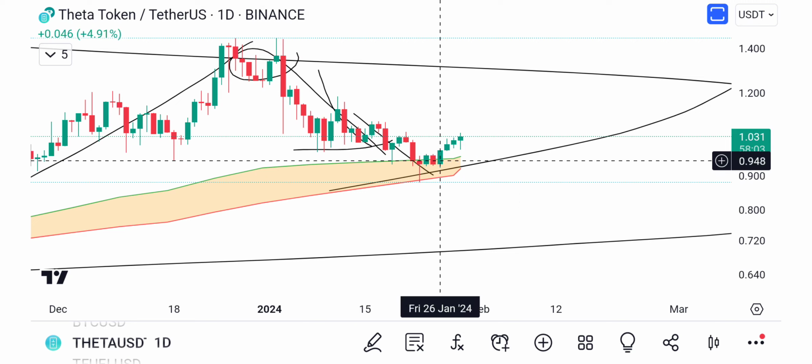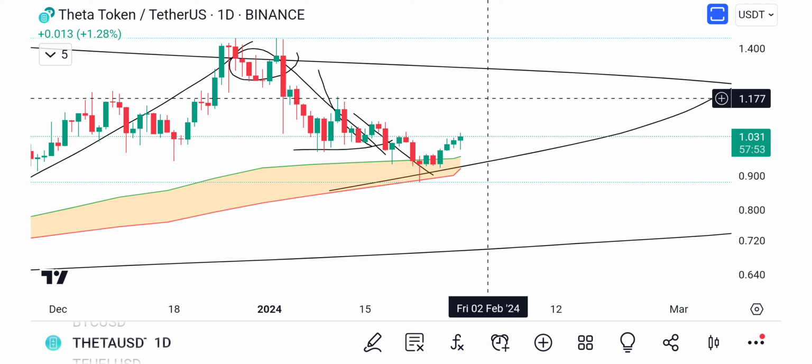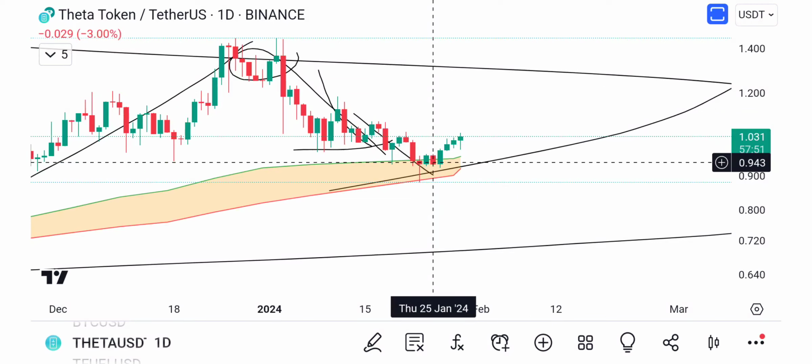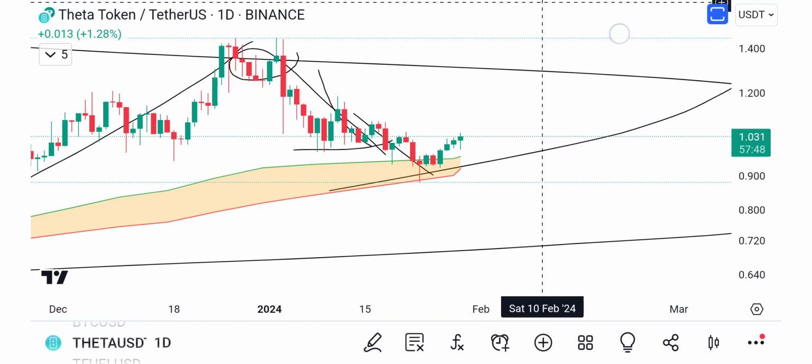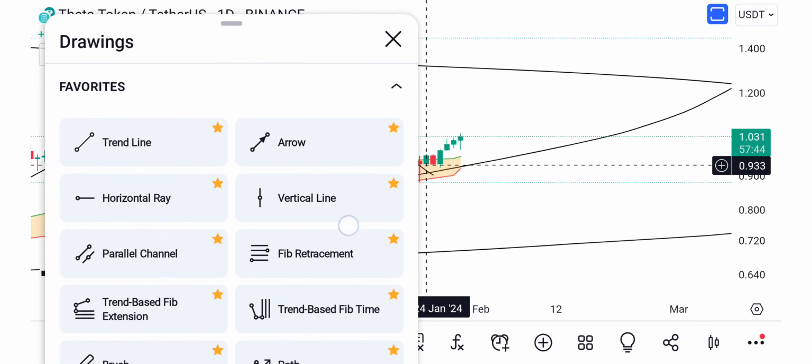We tested it six daily candles in a row, or not in a row, but in the same vicinity, right? And then what happened? Now we're getting a pump off of it. That is a good thing. That's what we want. Now, the question is, does this pump turn into something bigger? We don't know. We have to wait until it clears the retracement levels.